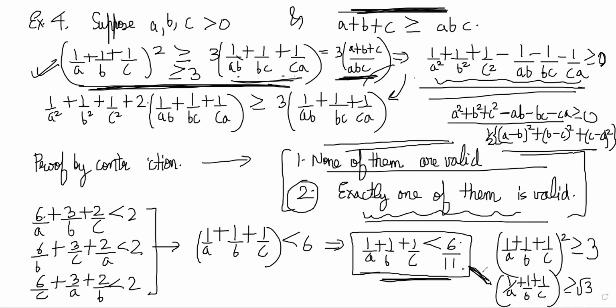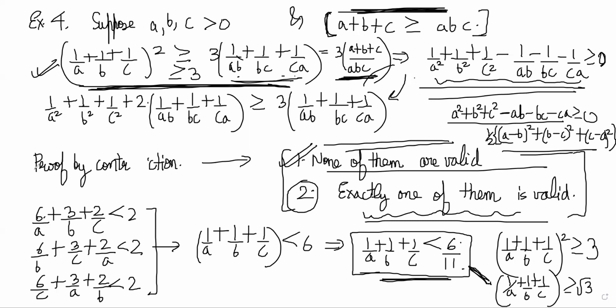So basically, we have shown that the case that none of the inequalities are valid leads us to a contradiction, because we always have 1/a + 1/b + 1/c greater than or equal to root 3 under the condition that a + b + c is greater than or equal to abc, right? So I've established a contradiction in this one case. The one case that I have left for you to try yourself is the case where exactly one of the inequalities is valid. So you should try that yourself.